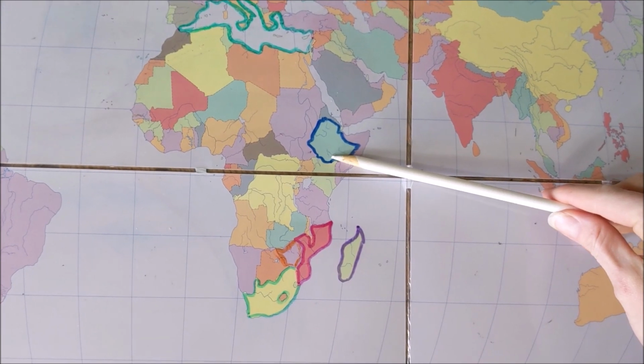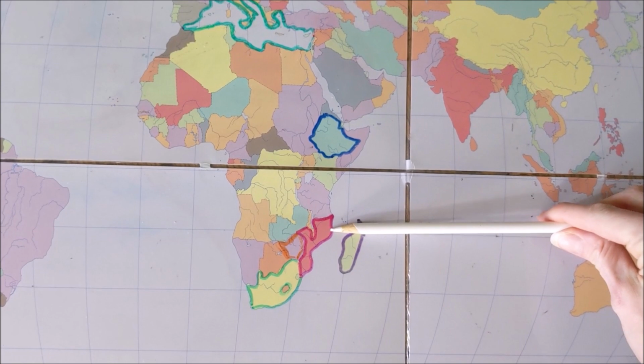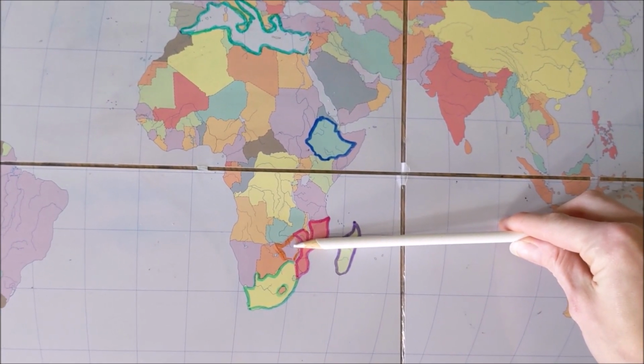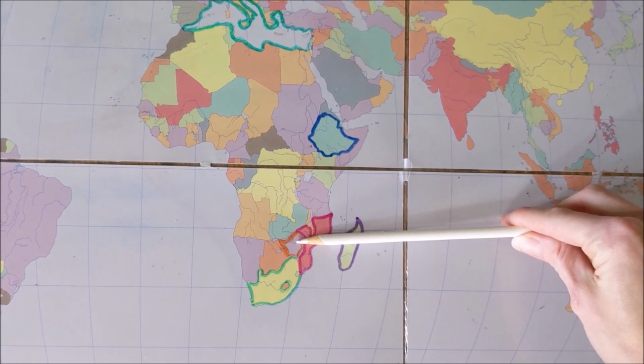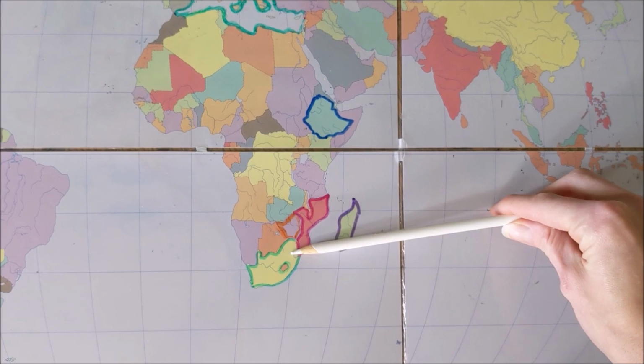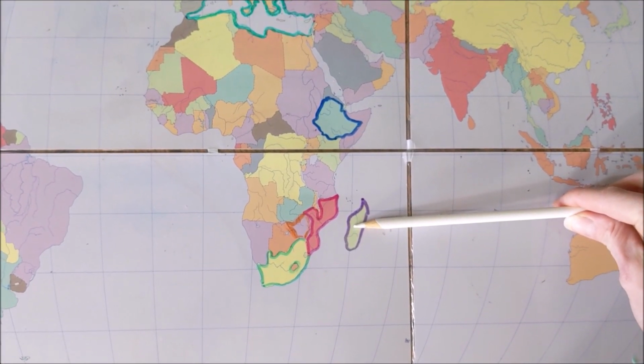Ethiopia, rounded with a point, Mozambique makes a Y, with Zimbabwe curled up inside. South Africa is on the tip of the continent. Madagascar is the island, you may have heard of it.